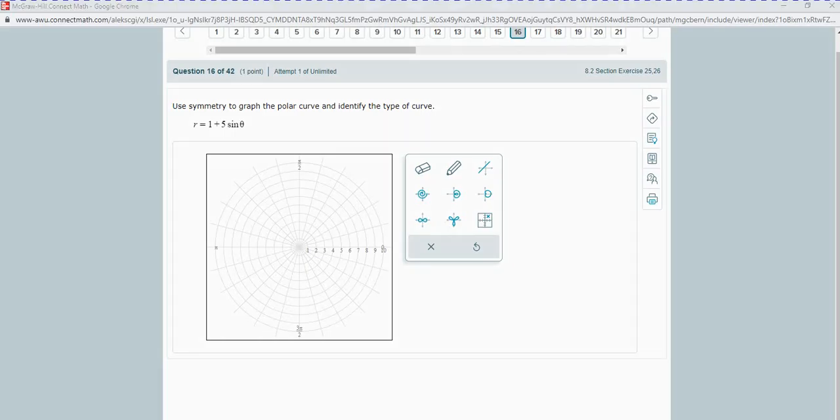In this video, I'm going to demonstrate how to graph a polar graph in the Connect and ALEKS systems. So our directions are to use symmetry to graph the polar curve and then identify the type of curve for the equation r is equal to 1 plus 5 times the sine of theta.